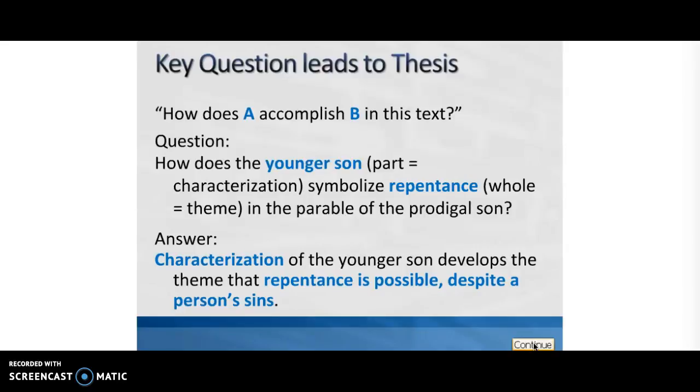For example, I could ask, how does the son's behavior at the beginning of the story develop his characterization? So behavior is A and characterization is B. How does A develop B? The answer to this question would be my topic sentence for the first paragraph in my paper. Then I would focus that entire paragraph on proving why my answer is right.